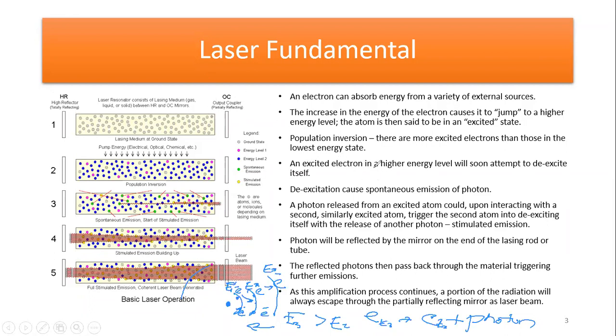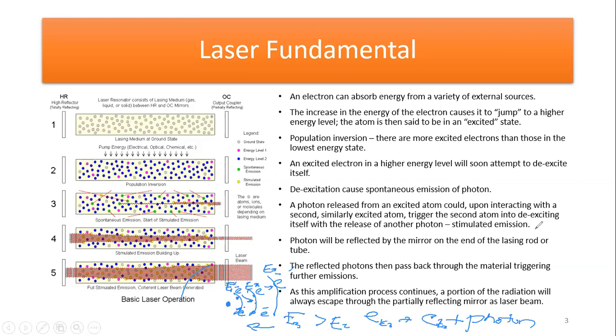So the excited electrons at a higher energy level will soon attempt to de-excite themselves, going back to a lower level. So the de-excitation causes spontaneous emission of photons. Because of the jump from a high energy level to a low energy band, you have to release energy, and the energy is released in terms of photons. And this photon released from the excited atom, upon interacting with a second similar excited atom, triggers the second atom to de-excite itself and release another photon: stimulated emission.